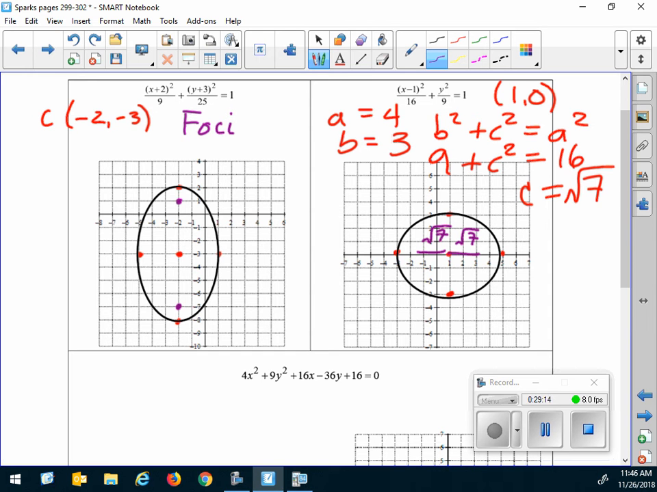So my foci are at, it was at 1, right? Now it's at 1 plus root 7 or 1 minus root 7. And then the y value did not change.